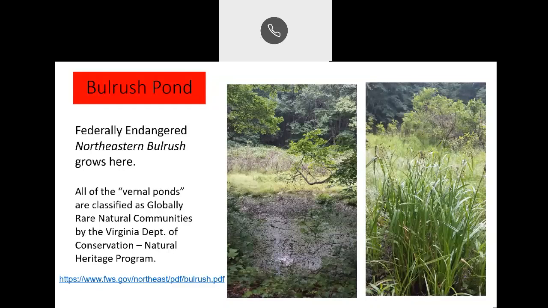And I should remind you that these ecosystems, not just the rare elements of plants and animals, but the system itself or the community, these are regarded as globally rare natural communities by our state's Natural Heritage Program.